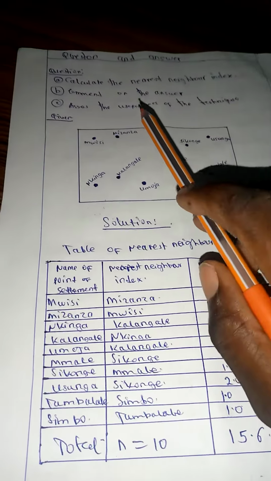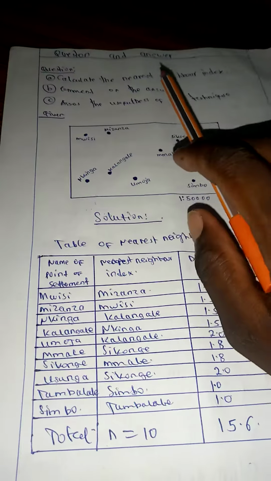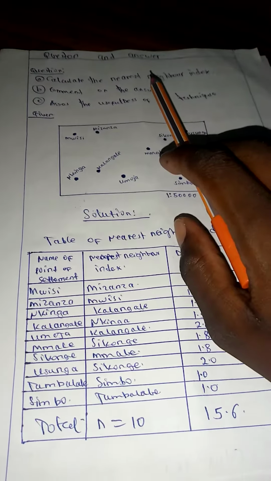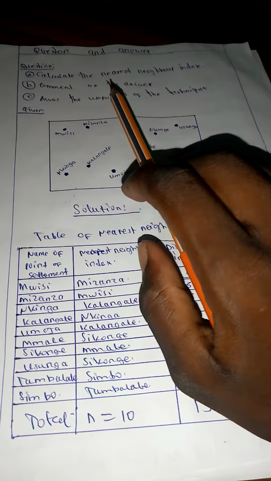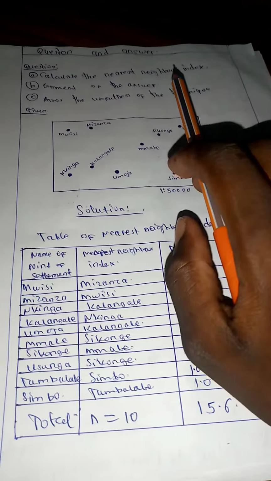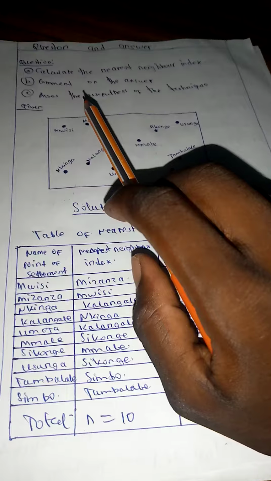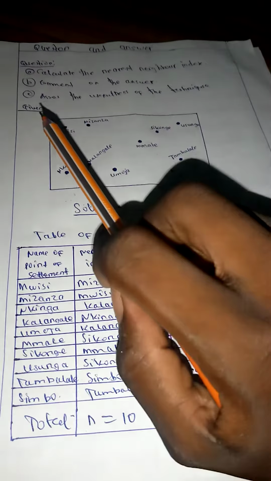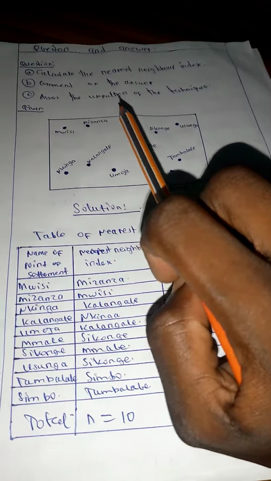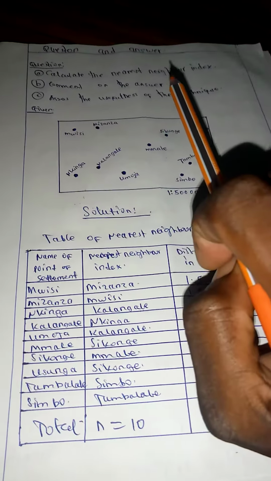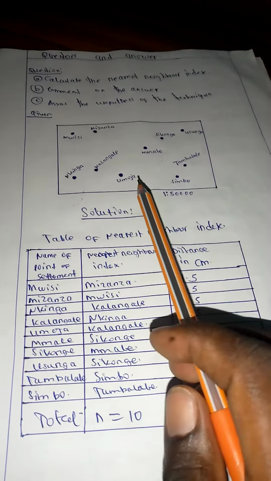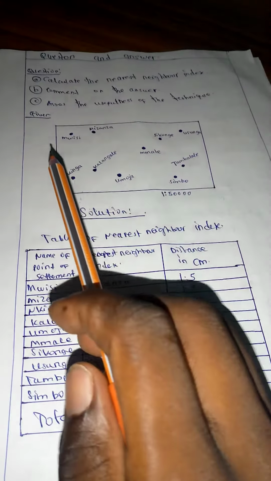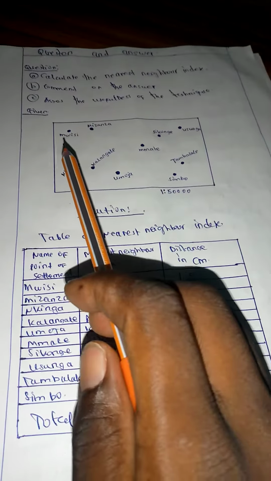But for today we are going to look at a question and answer, which involves how to calculate the nearest neighbor index. B, comment on the answer. C, assess the usefulness of the technique given. We have given the figure here. This figure represents many dots.